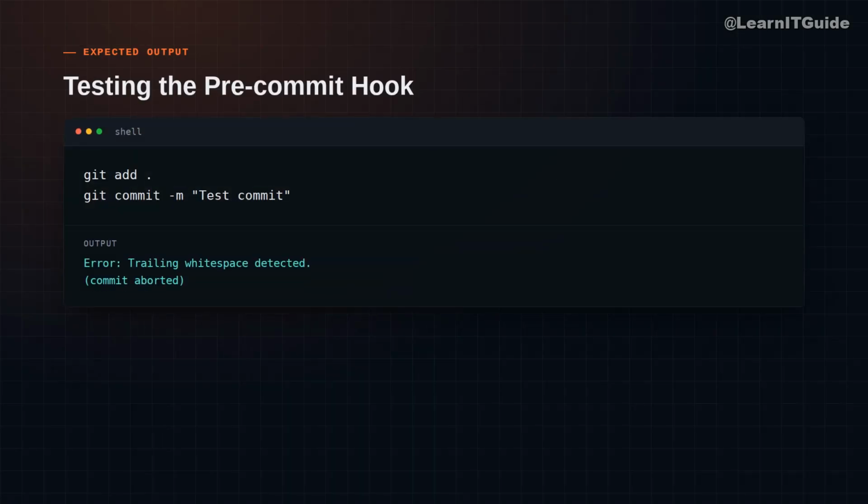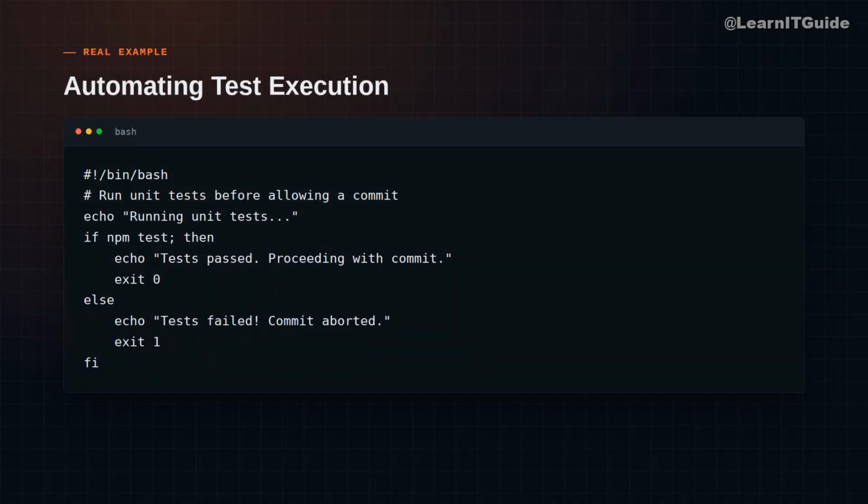Perfect. Now, when you try to commit with bad formatting, the script runs automatically. Git stops the commit process instantly and displays the error message we defined in our script. You are now prevented from polluting your history with dirty code. In a production environment, you want more than just linting. A senior engineer would use hooks to ensure unit tests pass before a commit is finalized.